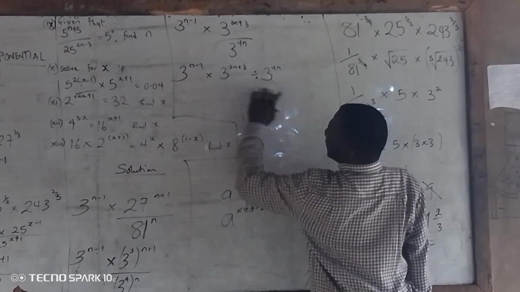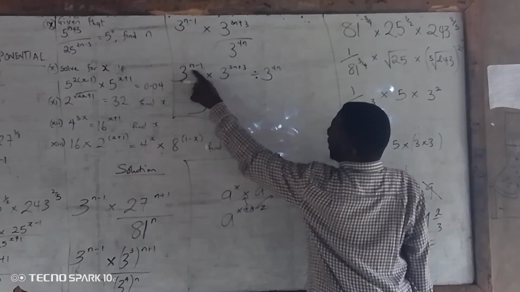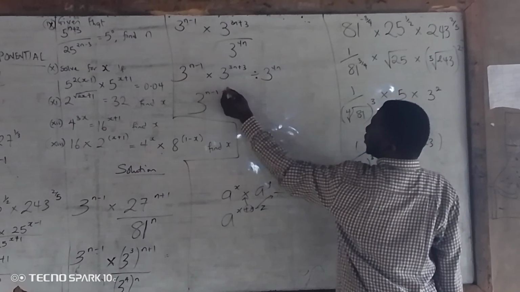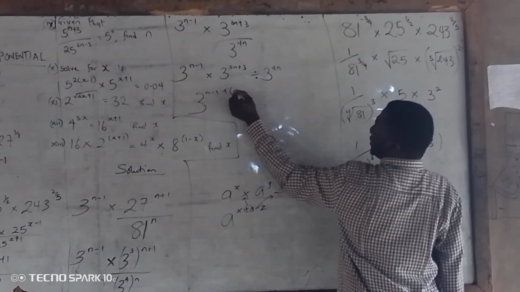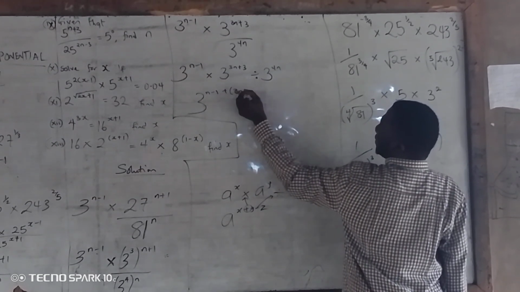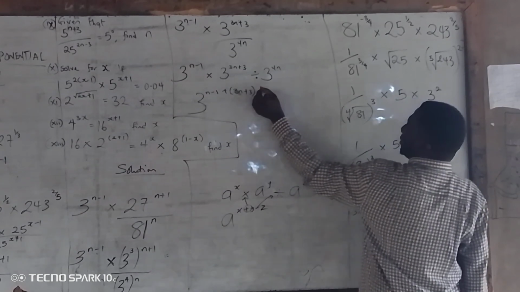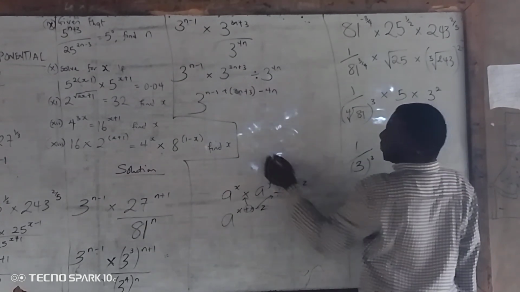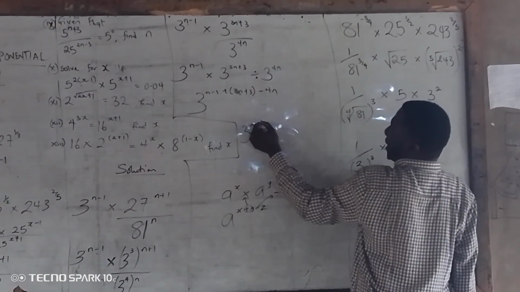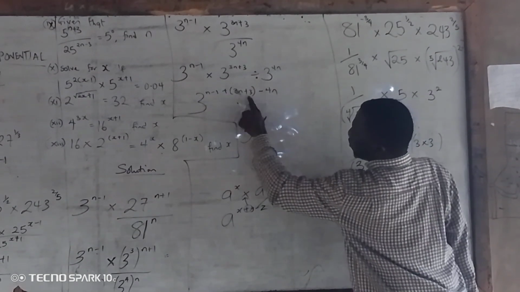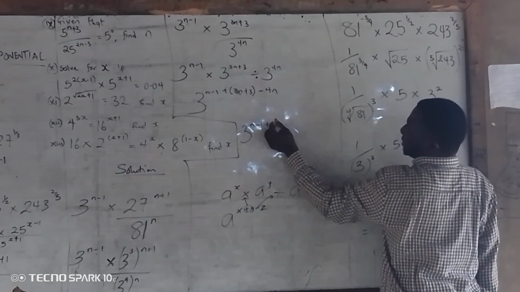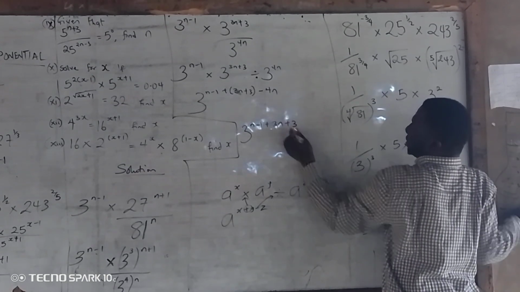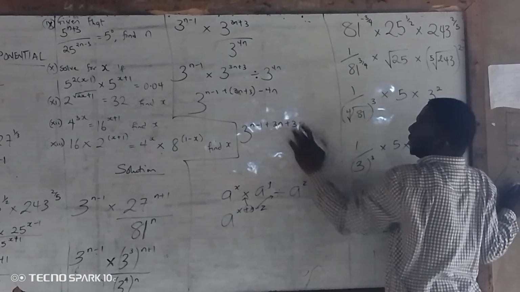So we are picking one of the threes. Then we have n minus 1 as the first power. Now, because this is times, I will use plus 3n plus 3. Because it's division, this will be minus the power 4n. So that will be 3 to the power n minus 1. When you multiply plus 1 with this thing in the brackets, that's 3n plus 3, then minus 4n.